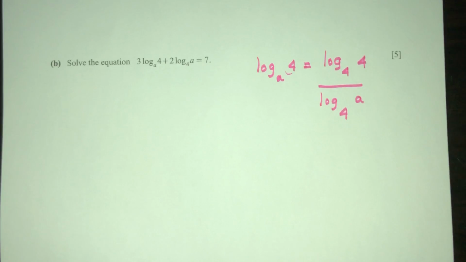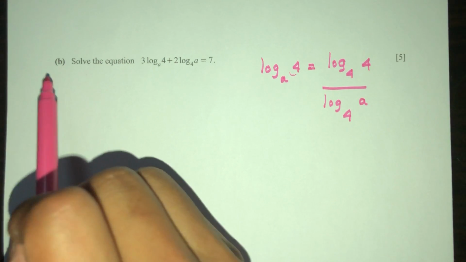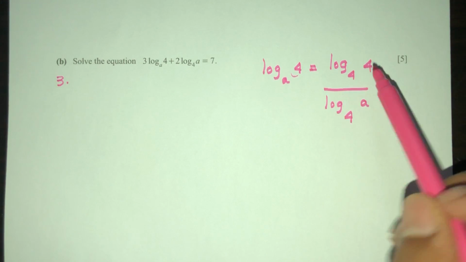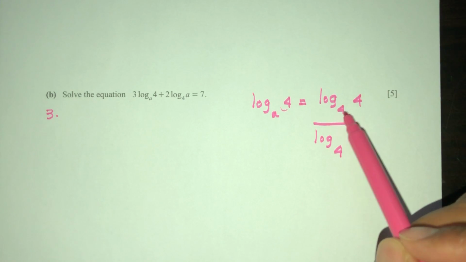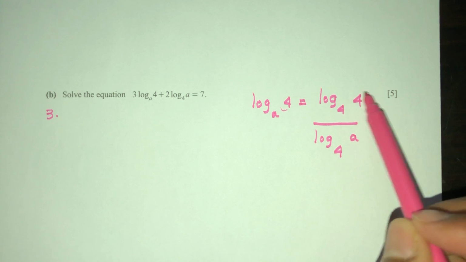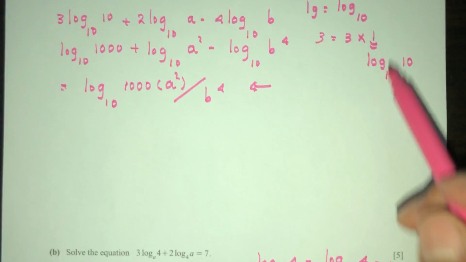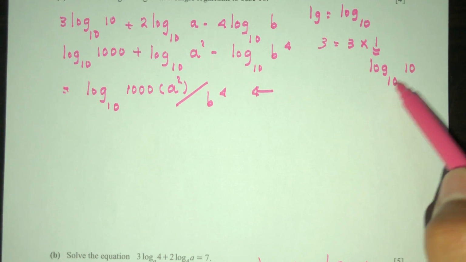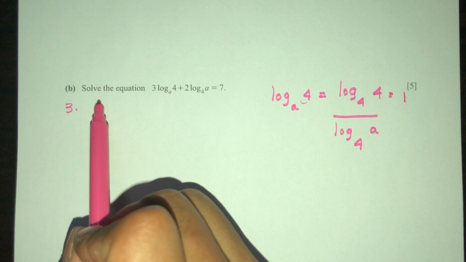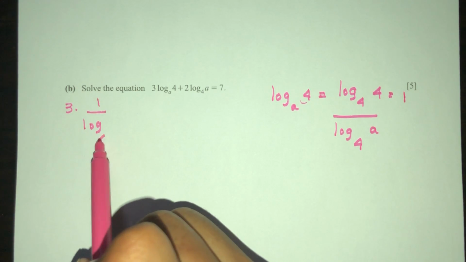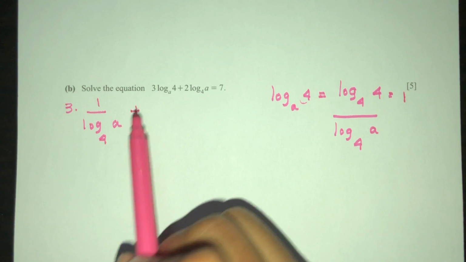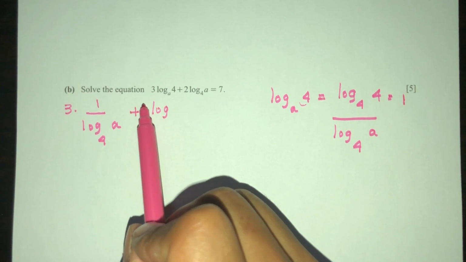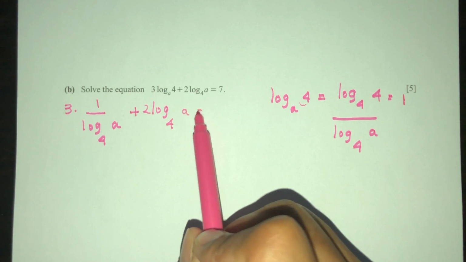Okay, now we just have to replace the value back in the equation. You will have 3 multiplied by this, so log to the base. So again, as we have learned before, when log is the base of something, taking in the same value, that becomes 1, right? As you can see here, 1 is log of something taking in the same thing. So that becomes 1. So that will become 1 over log base 4 of a, and plus this will become log base 4 of a, 2 times that, equal to 7.